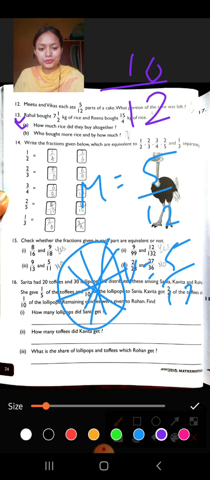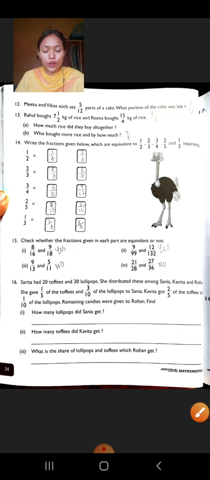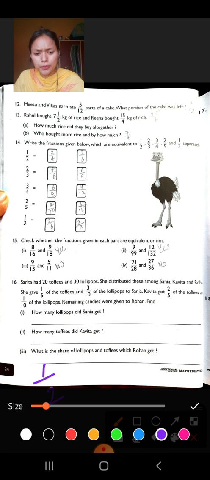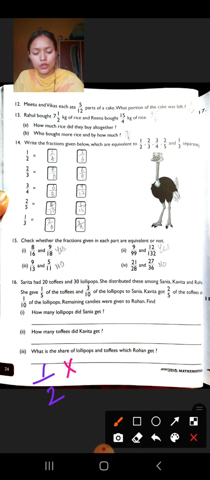Now, question number 14. In this question, you have to find the equivalent fractions. Equivalent means having equal values. Okay, now you have to find the fractions that have equal values. Like the first one is 1 by 2. So you have to find some fractions that will have the value 1 upon 2. For finding the equivalent fraction, you have to do just simple things. First, multiply the numerator and the denominator by 2 first.